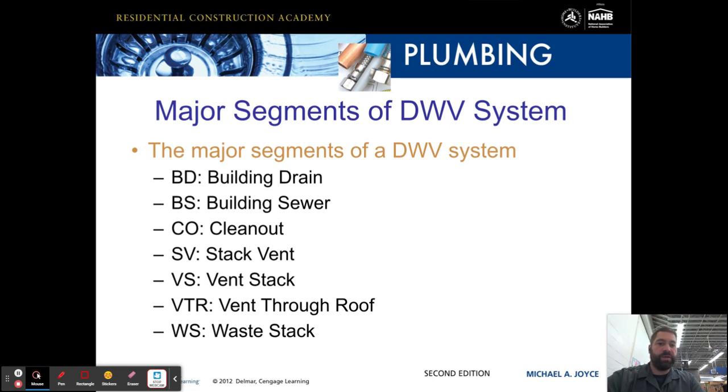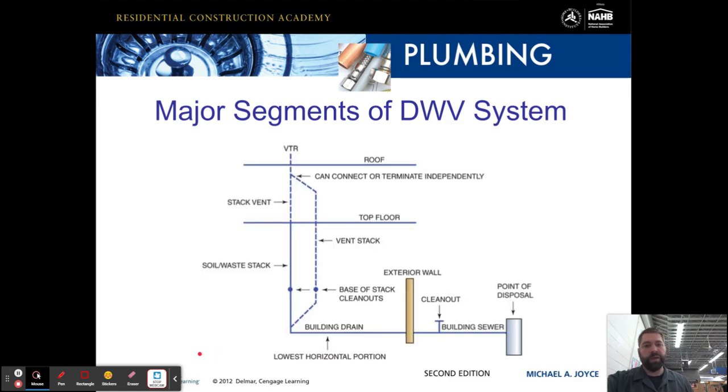So these are some of the major segments of a drainage waste vent system: the building drain, the building sewer, a cleanout, stack vent, a vent stack, vent through roof, and a waste stack. So here, let's check out a couple of them. Here we have the lowest horizontal portion. This is the building drain, and this goes to the building sewer. And this is where the wastewater gets disposed.